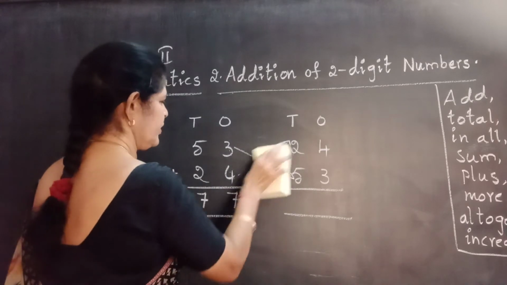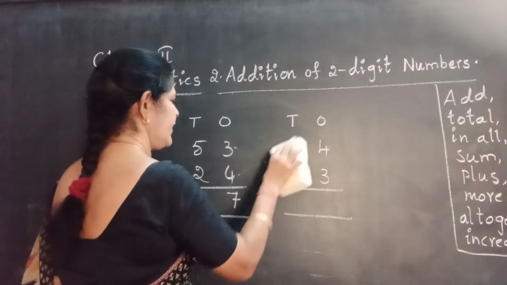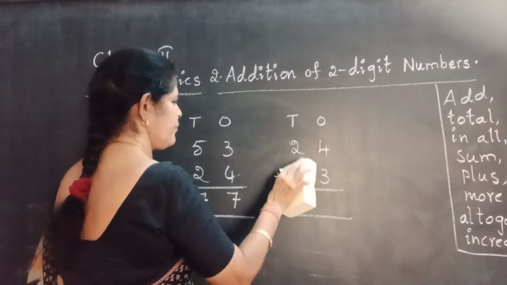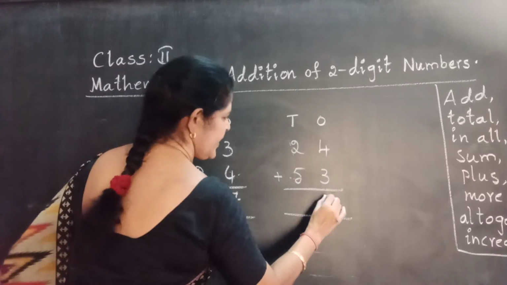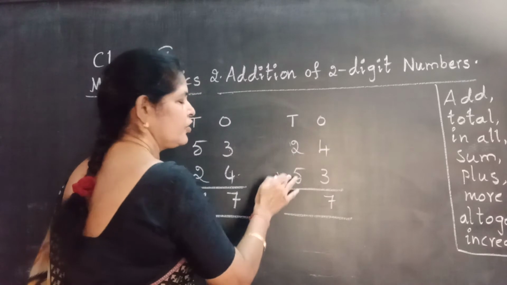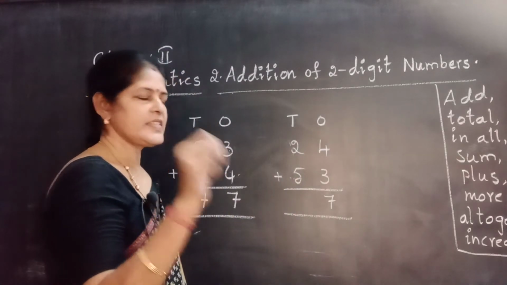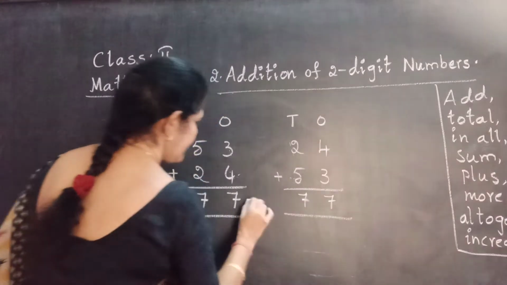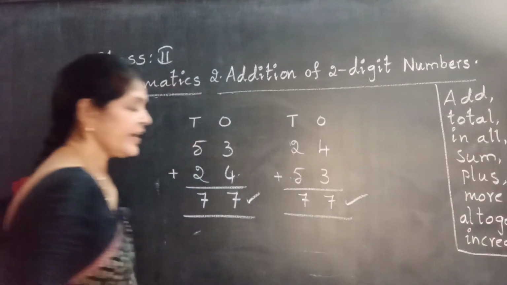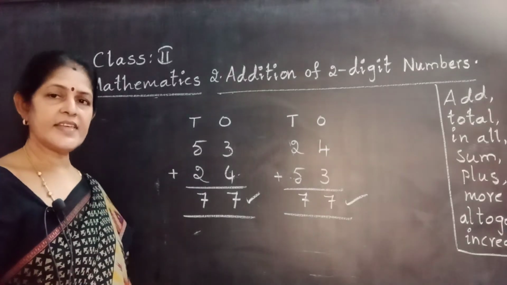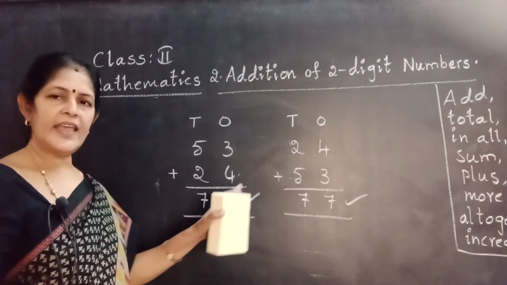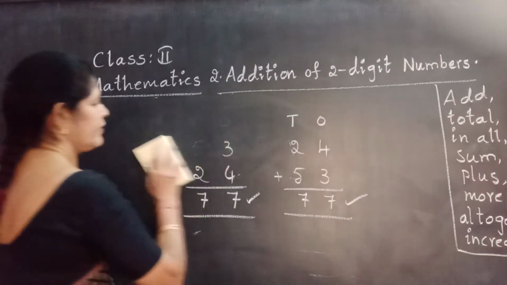Reverse order. Okay? Now adding ones, same process. 4 plus 3, 7. Very good. 2 plus 5, 7. Take 2 fingers, 5 after 6, 7. We get the same total. That means our process is correct. Our total is correct. Another example.